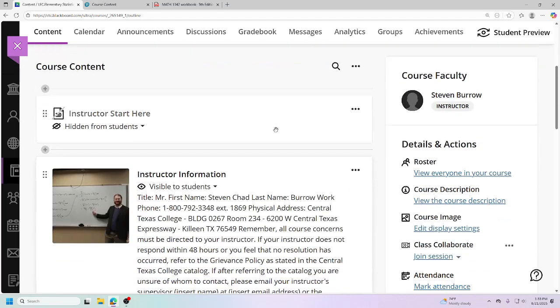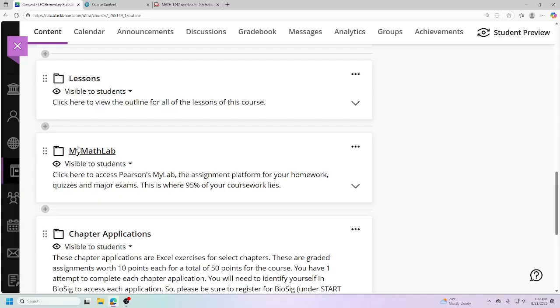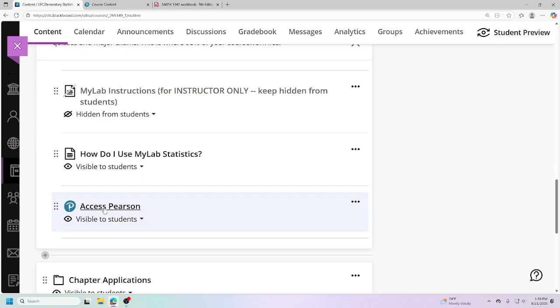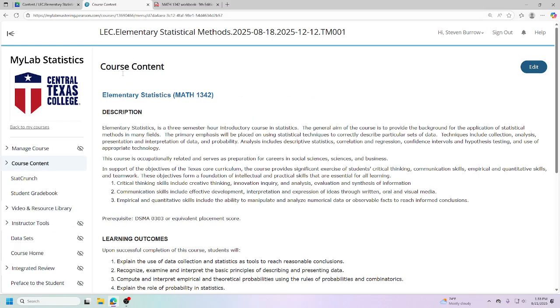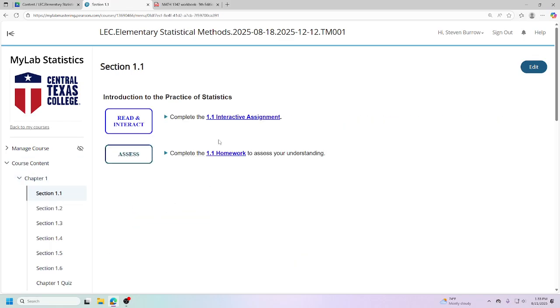So first off, if you click on our course in Blackboard, the main thing that I want you to know is My Math Lab, and then you click Access Pearson. This is how you get registered for the course. This is how you do your homeworks normally. This is everything you need to do. When you click on it, you come up to something like this. We're going to do course content, chapter 1, 1.1, and that's kind of like the homework section that we already did in the workbook last time.